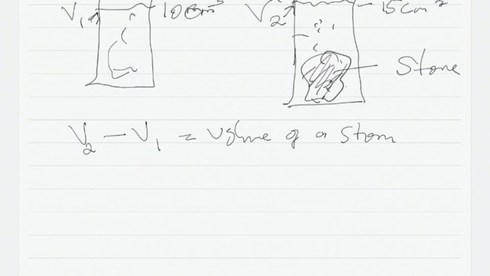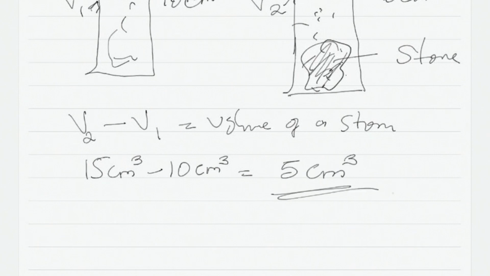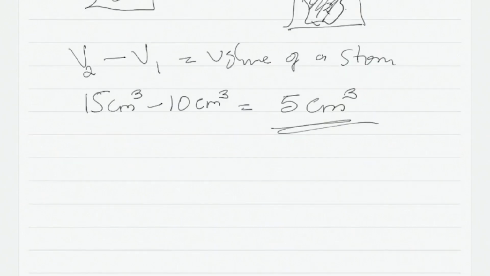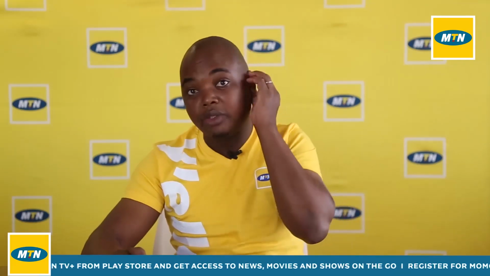In this case, I will say 15 cubic centimeters minus 10 cubic centimeters. It will give me the volume of the stone, which will be 5 cubic centimeters. This is how we find the volume of an irregular solid. Having this information, we can go into answering our questions.